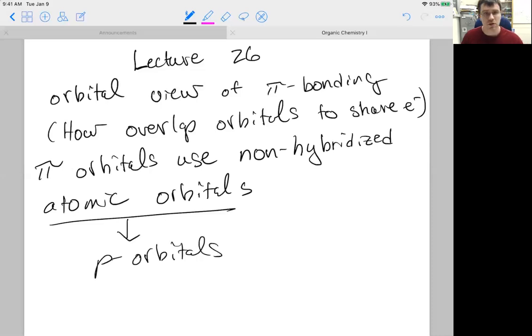Because they use p orbitals and no s orbitals, we're going to move away from sigma bonds, which is the Greek letter s for s orbital always being involved in our sigma bonds, to pi bonds, which can use some other types of orbitals, but for our purposes, they're going to use p orbitals. So that's point one: we're going to use non-hybridized atomic p orbitals.